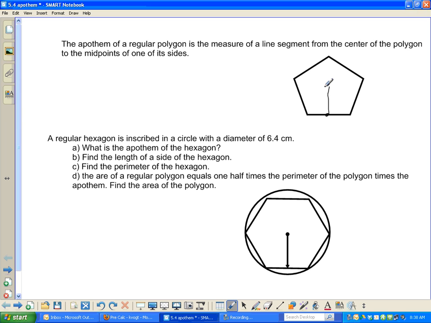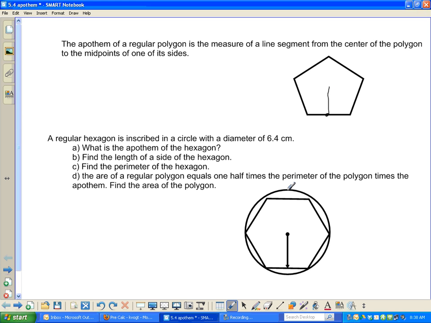So I'm going to do problem number 22 for you in the book. You guys are assigned problem number 20, which is really similar. So if we do 22 together, you should be able to do number 20. So the regular hexagon is inscribed in a circle with a diameter of 6.4 centimeters.